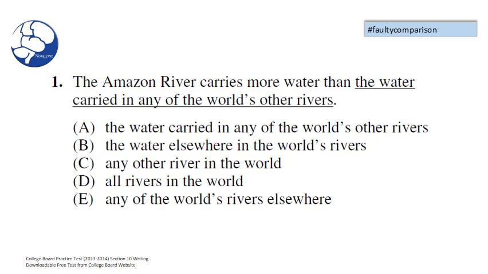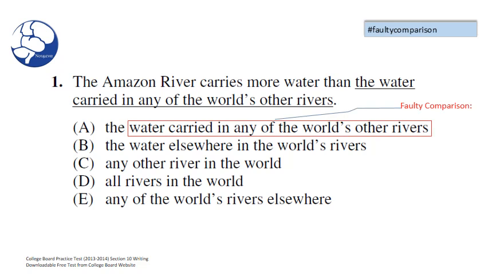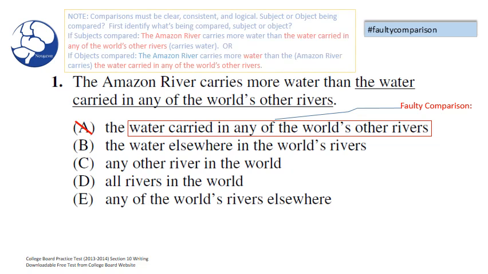Okay, let's look at A. Well, I noticed that we had a comparison error. What do I mean by comparison error? Well, I brought somebody along to help us explain. Anthony Sonsanin, what do we know about comparisons? Sure. If we look at the note up top, you'll see that comparisons must be clear, consistent, and logical. And oftentimes comparisons involve either comparing the subject of the sentence or the object of the sentence. So let's first identify what's being compared, the subject or the object.